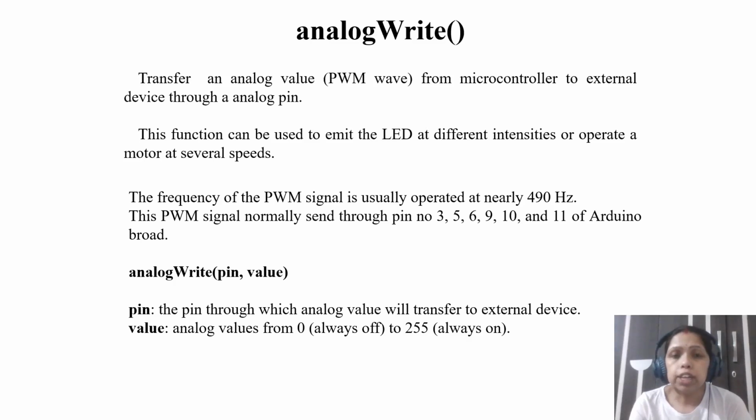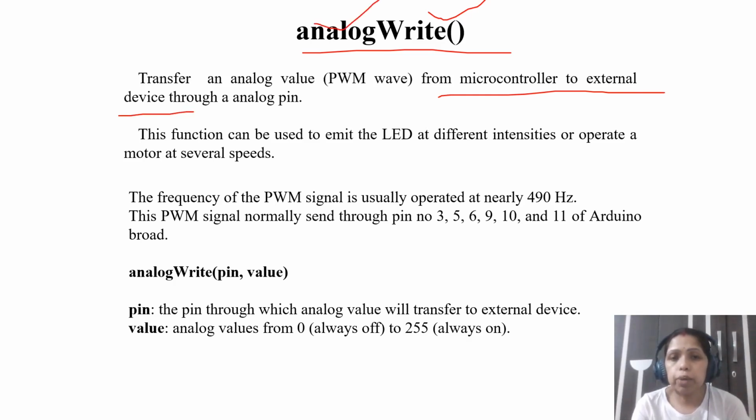Analog write. By the name you can tell, write means the write operation. Something we have to send from the microcontroller to an external device. So that is the write operation, from microcontroller to external device. Analog means the data we are sending from the microcontroller to the external device should be an analog value.